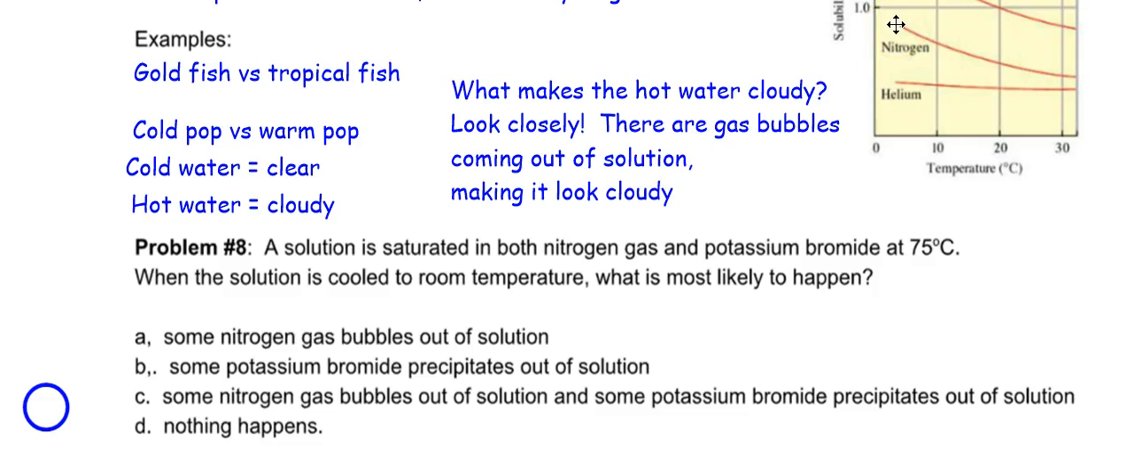Does some potassium bromide precipitate out of the solution? Well, when you have a cold solution, you're not going to dissolve as much. So that could be. Some nitrogen gas bubbles out of solution and some of it precipitates. Well, that's assuming A was right, or nothing happens. I think it's answer B. The nitrogen gas is not going to bubble out. More and more of it is going to be redissolved. If you go back and look at the chart from the last section, you will see you can have less and less potassium bromide, so it could precipitate out.